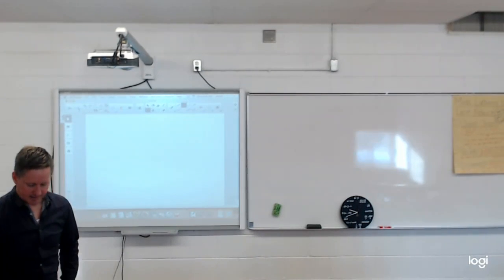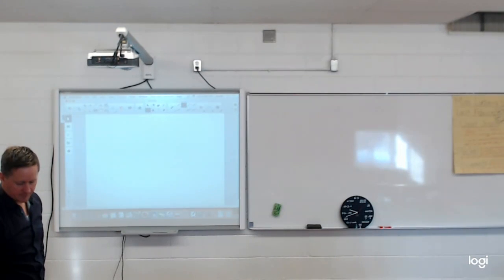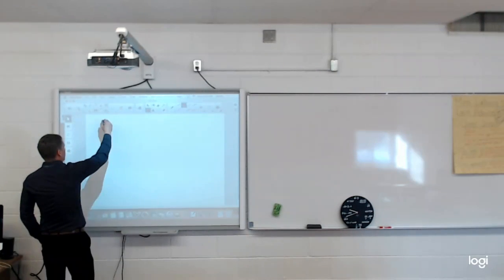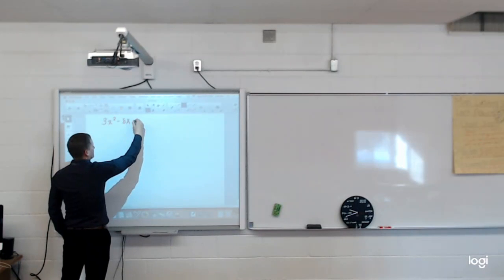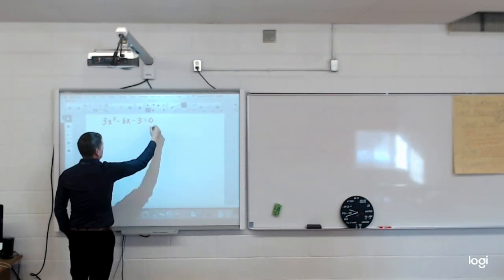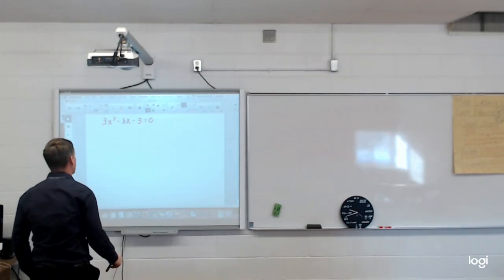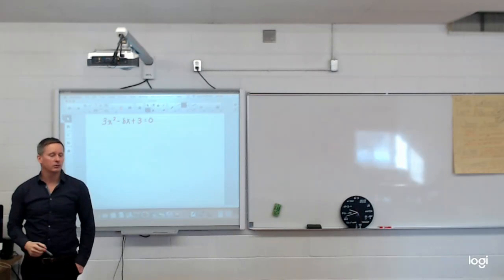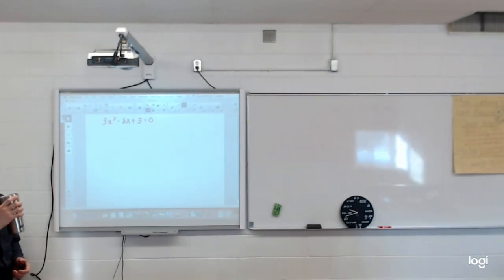Let's look at page 175, working example 2b. So I got 3x squared. The first thing I need to do in all these questions is get it equal to 0. All quadratics, when you're solving for roots, you need to get it equal to 0.